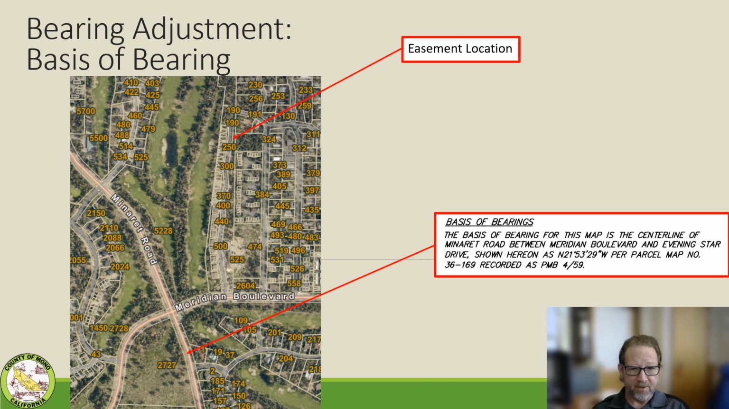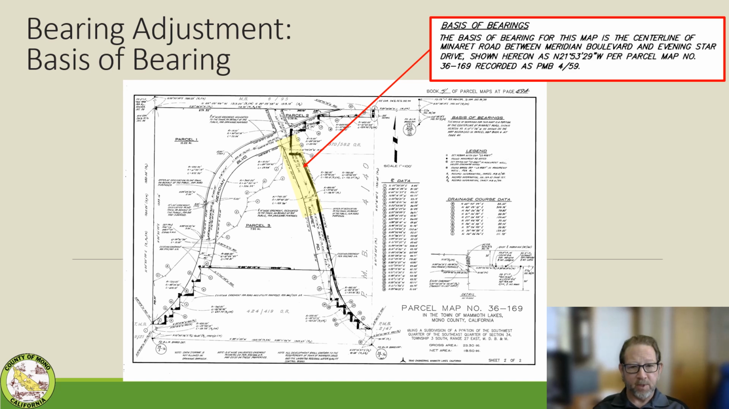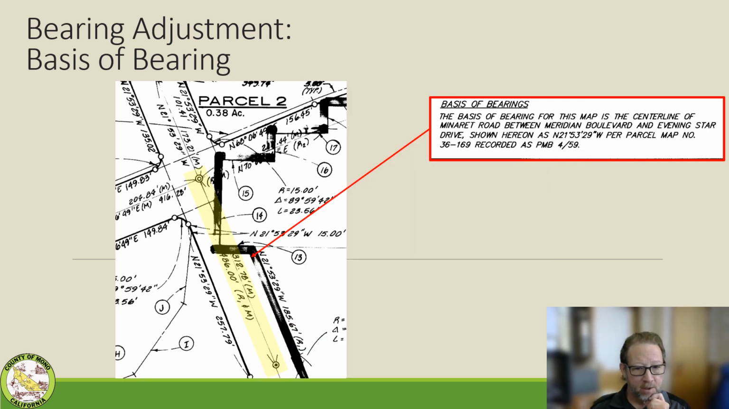And for a visual reference, this shows you where the easement is located with respect to the portion of Minuet Road of which the basis of bearing for said easement is located. The next step is to pull the parcel map that is referenced by the basis of bearing statement. Here is a close-up of that parcel map. The portion shaded yellow is the center line that's referenced. And luckily, notice there are two monuments on either side of that center line, and that's important.